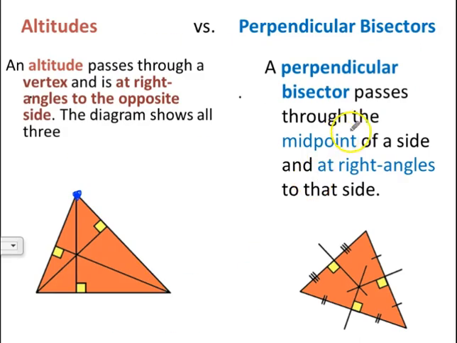So just going to review again all the terms we learned. Altitude starts at a vertex, intersects the opposite side at a right angle, where perpendicular bisectors, it's not necessary to start at a vertex. What's necessary is that that segment in that triangle is intersecting at the midpoint and at a right angle.